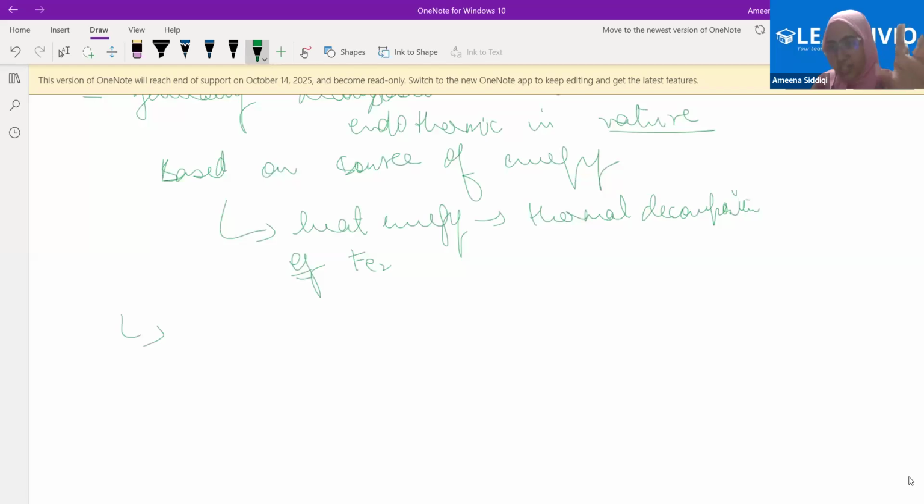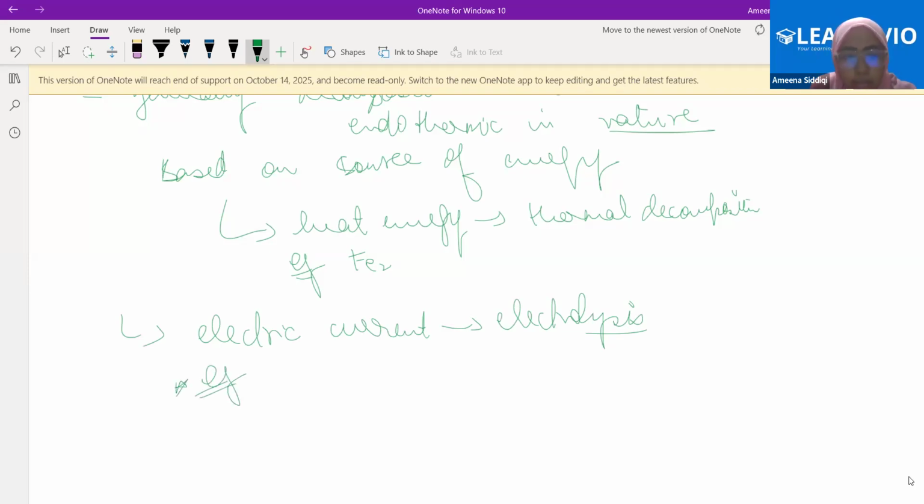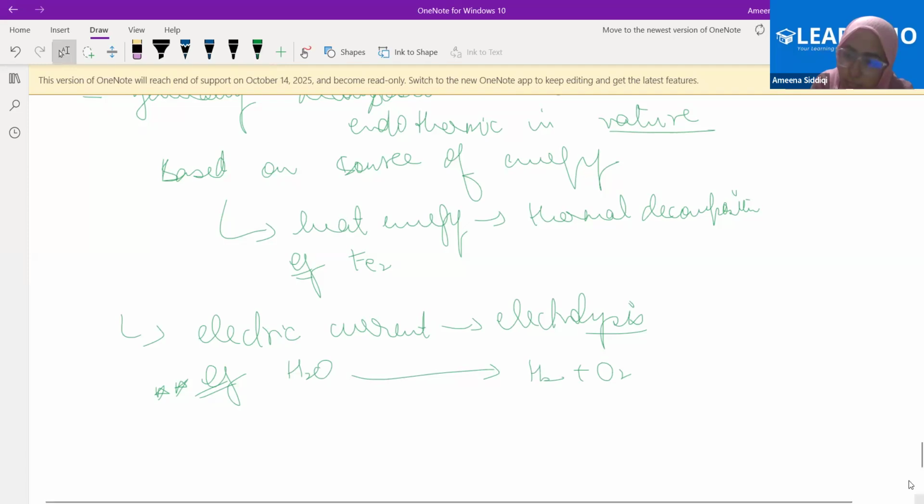If the source of energy is electric current, that is called electrolysis. Lysis means to break down, so break down in the presence of electric current. Is it correct? Example, this is very important and often asked in the exam. H2O is decomposed into hydrogen and oxygen using electrolysis. What is the method of decomposition of water? Electrolysis.